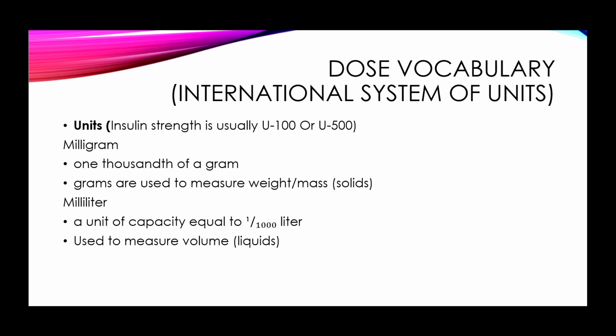So we're talking about things that are solids. Milliliters, on the other hand, are used to measure volume. And so we're talking about liquids. A milliliter is used as a unit of capacity that is equal to 1,000th of a liter. Because insulin is a liquid, it is usually measured in milliliters. You'll need to know how to say the terms units, milligram, milliliters, and strength, so that if a patient is given this explanation regarding their insulin, you know how to interpret it.